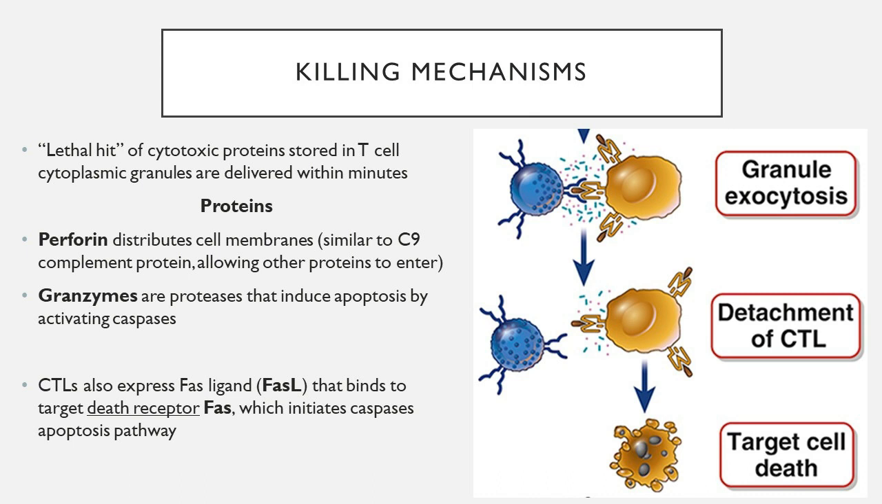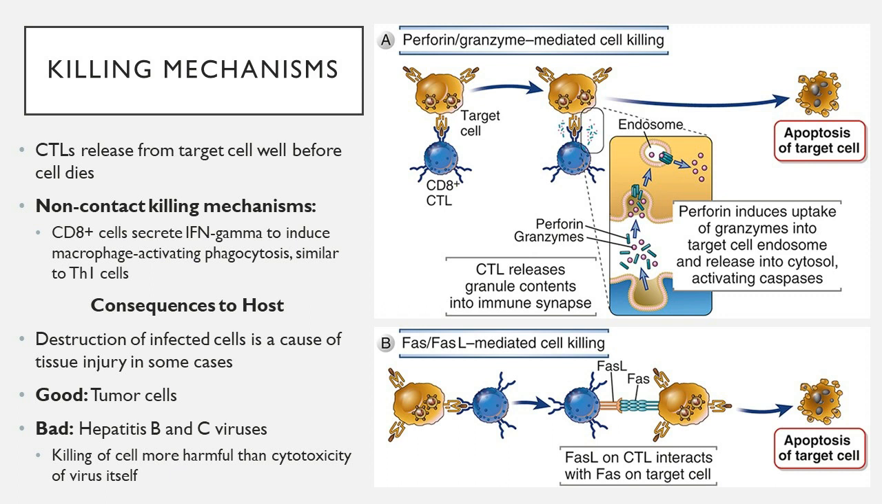CTLs also have granule-independent mechanisms for killing cells. The main one is the expression of the FAS ligand, FasL, that targets the appropriately named death receptor expressed on many cells in the body, FAS. So as soon as FasL on the CTLs binds to the FAS receptor on the target cell, that initiates the same apoptosis pathway that granzymes help induce. After the delivery of these killing proteins, the CTLs release from the target cells well before the cell actually dies. In addition, there are non-contact killing mechanisms that CD8 plus cells are involved in. For instance, they're a big producer of IFN gamma, which induces macrophage activation and phagocytosis similar to Th1 cells. In fact, IFN gamma is so closely linked with CD8 plus cells that IFN gamma assays are actually used as an indication of the activity of CD8 plus cells indirectly.